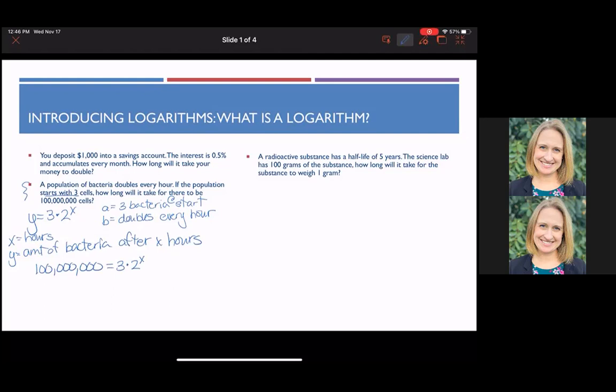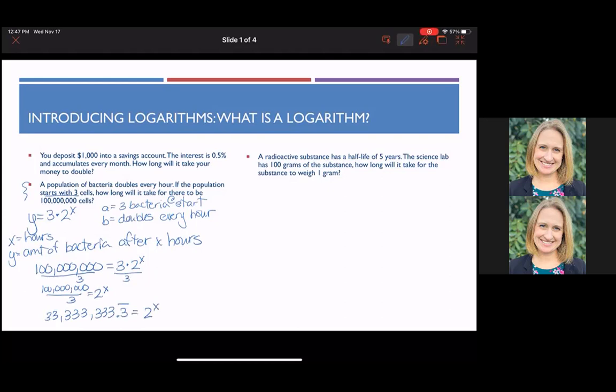Now this is just like every equation you've ever solved. Divide both sides by 3. We want to isolate the variable, get X by itself. And we get 100 million divided by 3 equals 2 to the X. And if you want to write that as 33,333,333 and 0.3 repeating, you can, which we will in a second. But right now, maybe we will write it like that right now, if we actually do that division.